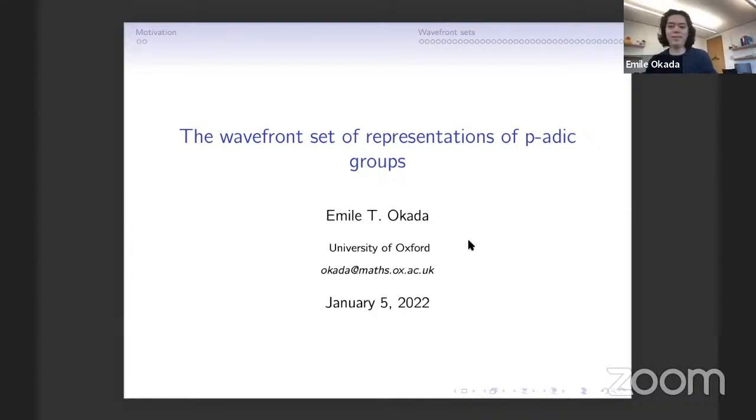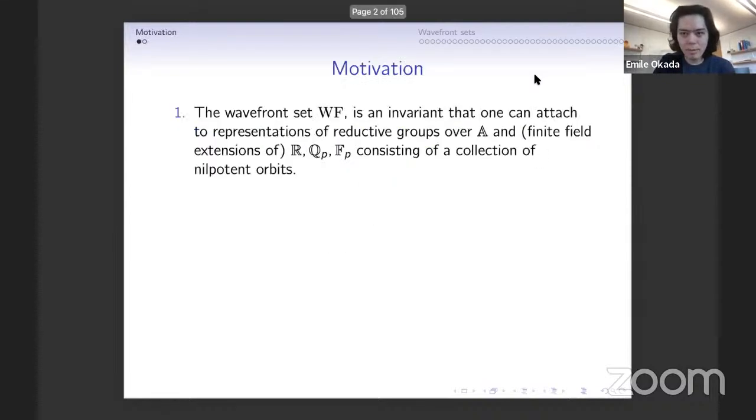Thank you for inviting me to give this talk, and thank you everybody for attending. Like Dima mentioned, I'm going to be talking about the Wavefront set of representations of a p-adic group, and I'll also present some recent research by Dan Ciubotaru and Lucas Mason-Brown, where we connect this to Arthur packets. All right, so without further ado, let me begin with some motivation.